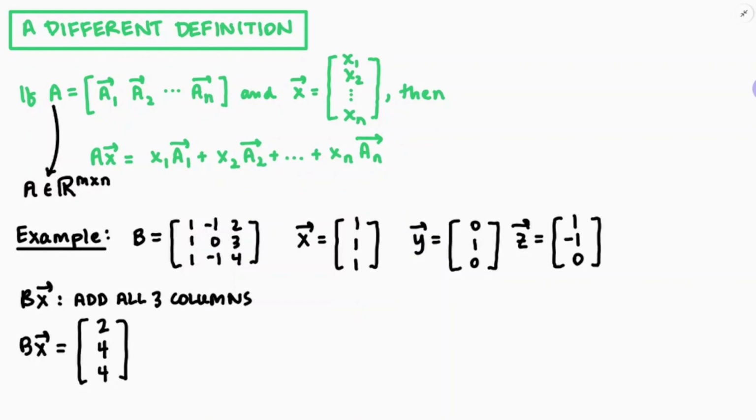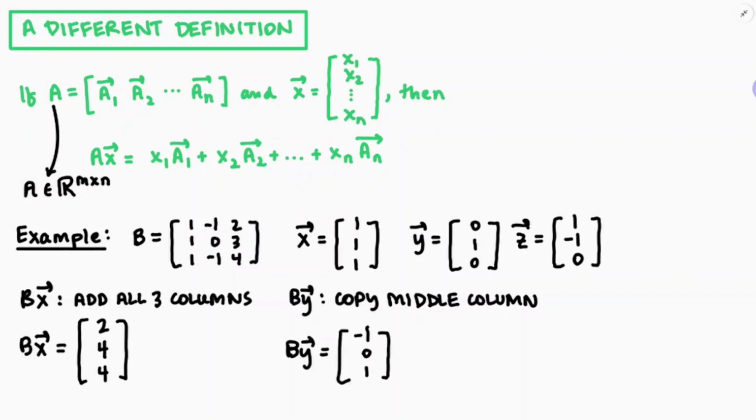If I wanted to think about BY, that's going to be 0 of the first, 1 of the second, none of the third. So we're just going to copy the second column, the middle column, and then BY equals negative 1, 0, negative 1. And for BZ, it's 1, negative 1, 0. So 1 of the first column minus the second column, 0 of the third column. Ignore the third column. So that's basically take column 1 and subtract column 2. So I'll just call that column 1 minus column 2. And 1 minus negative 1, 1 minus 0, and 1 minus negative 1 would be 2, 1, 2.